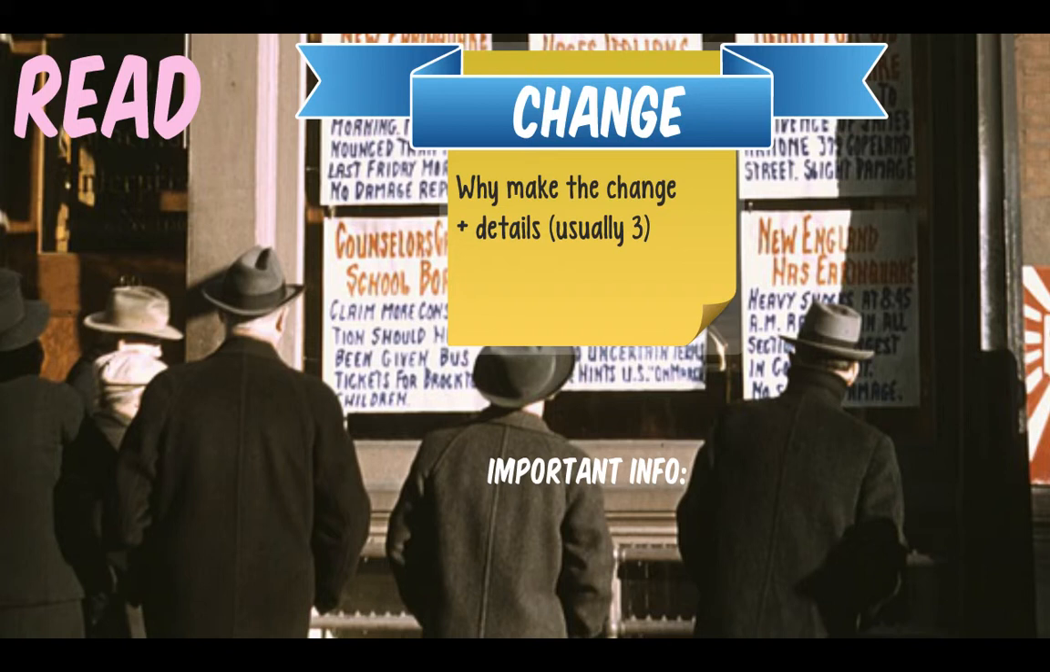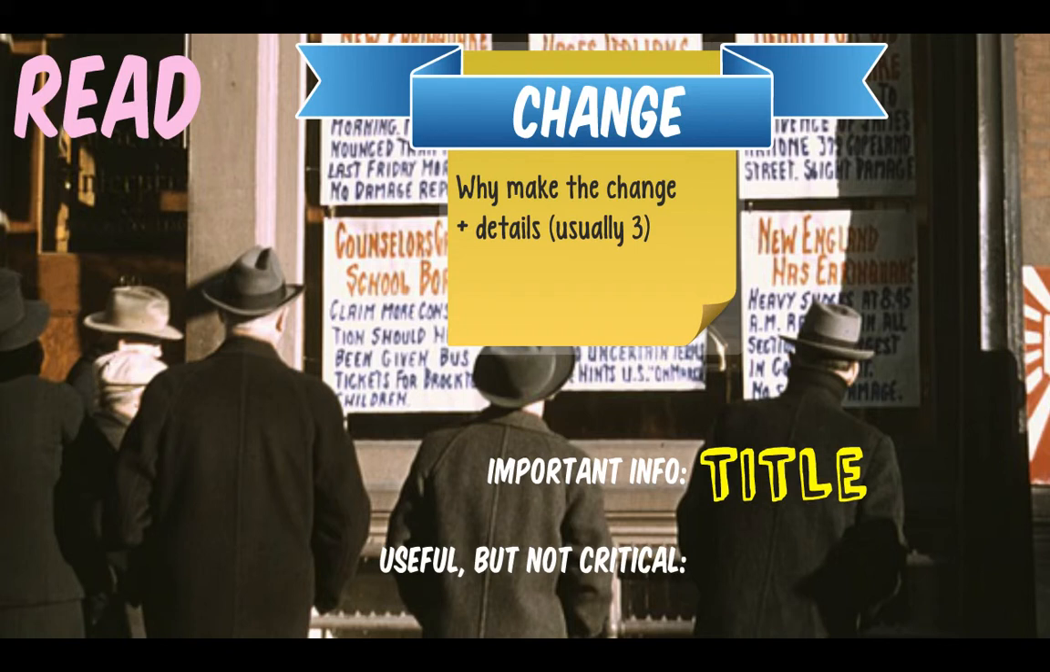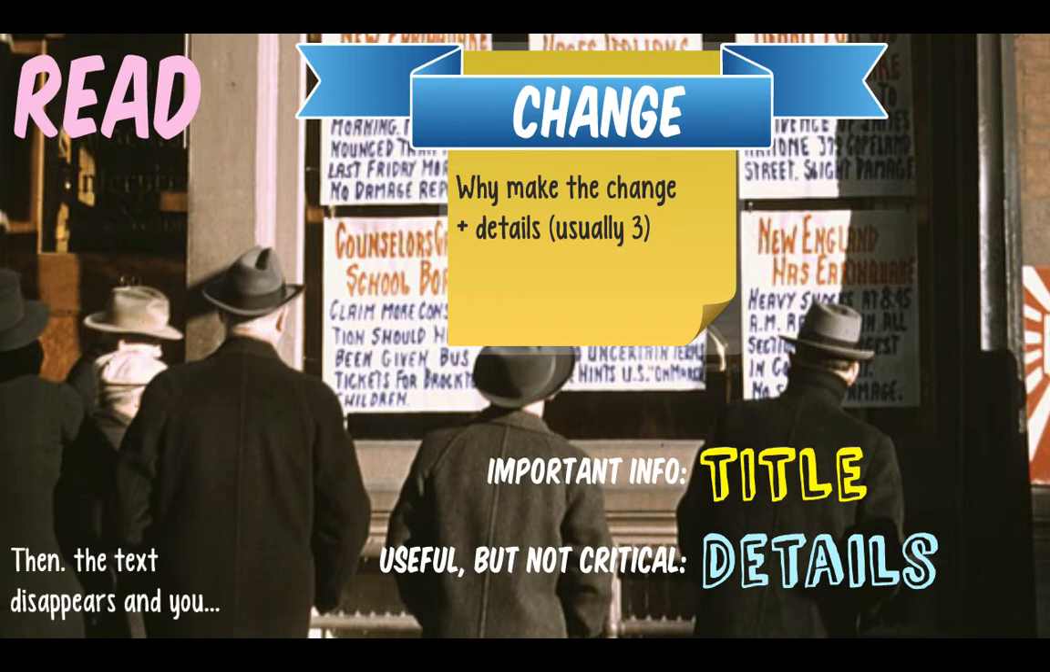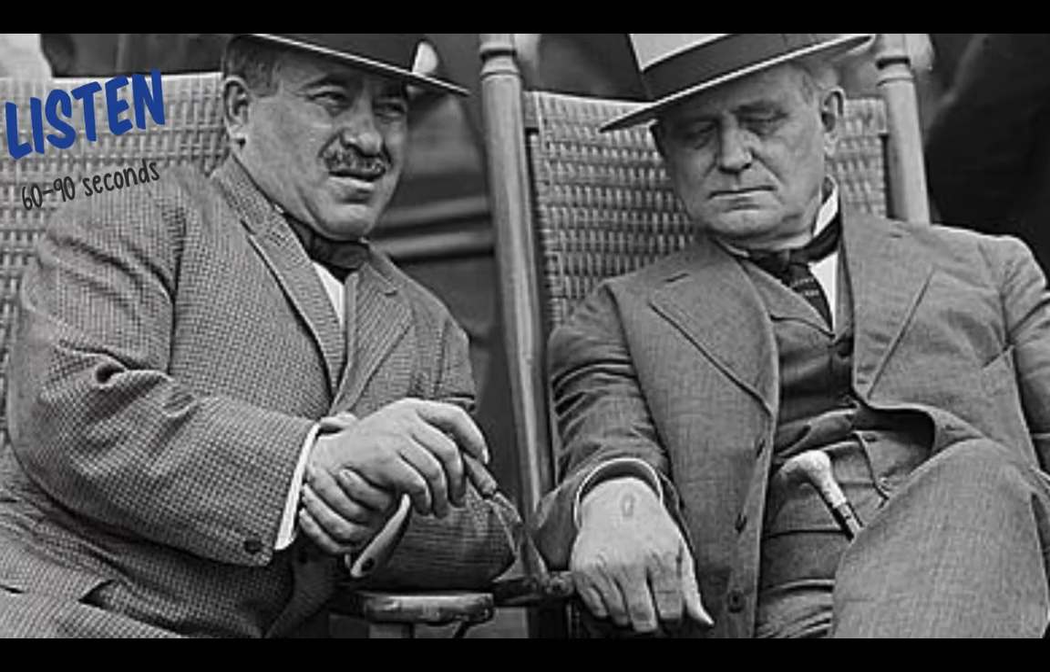So the important information here is the title, which corresponds to the change. And the useful information, but not super important information, is going to be the details that are in the text of the announcement. So then the text disappears. You do not see the text again. It's gone forever. And you move to the listening section.